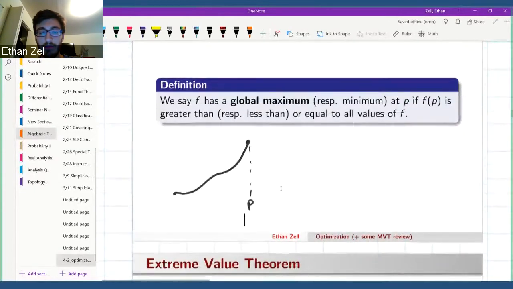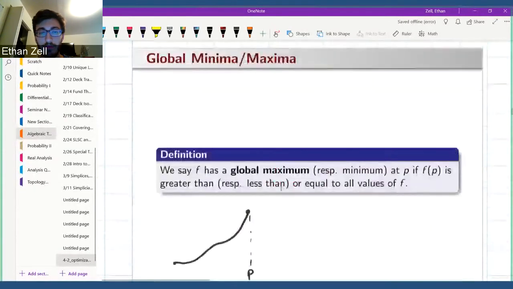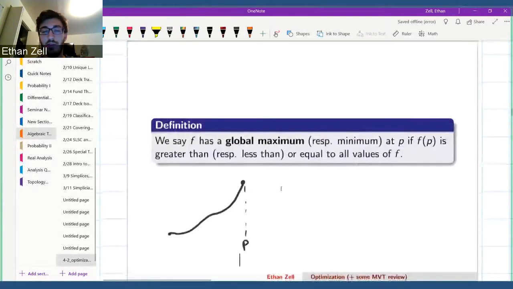And similarly, I have it in the same slide. I just forgot. Similarly, for this same function, it looks like maybe a global minimum right there at like Q. And the reason is just because we have that being lower than all other points.